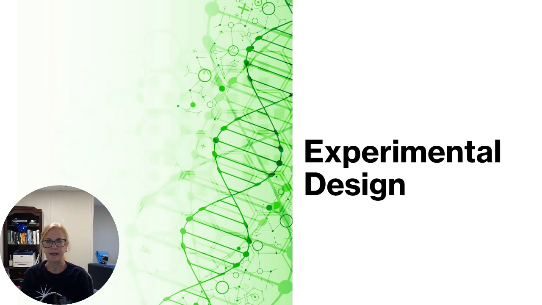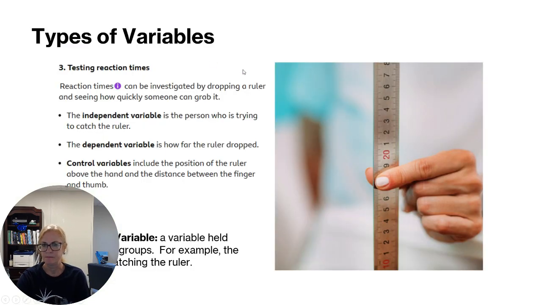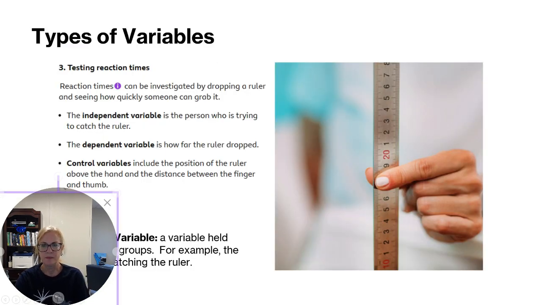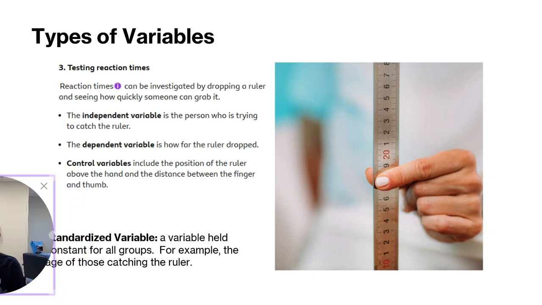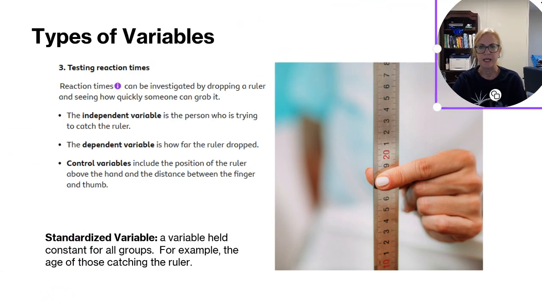In this video, we're looking at experimental design. In experimental design, one of the things that we are very interested in is types of variables. When we're designing an experiment, we're going to have things that we are measuring, and we want to collect data about the things that we are measuring. These things are variables. Variables vary depending on what they are and the type of experiment that we are doing.